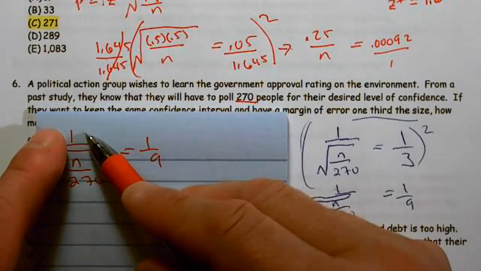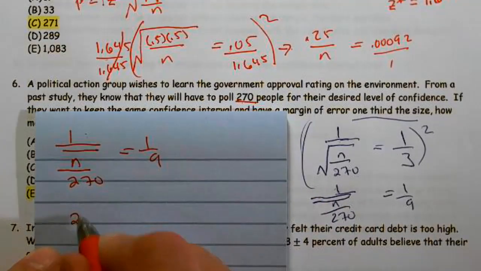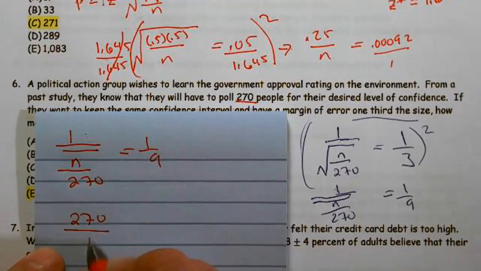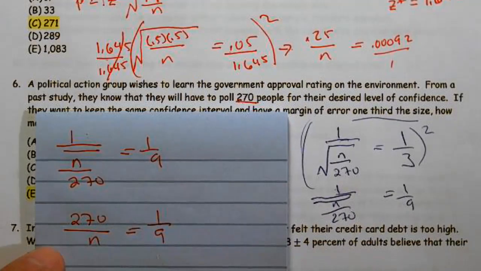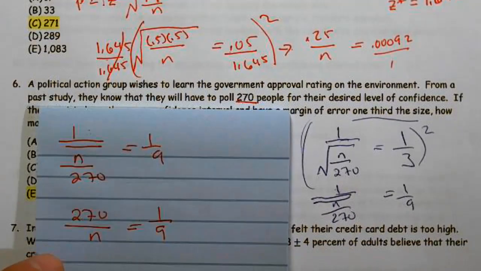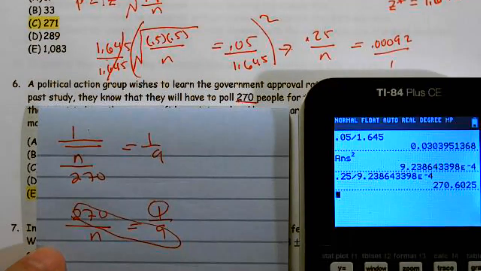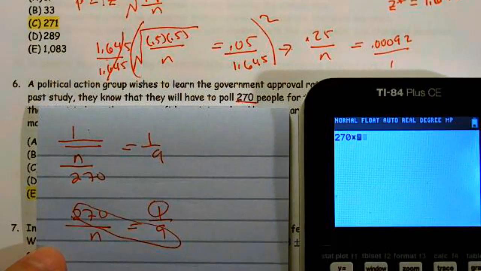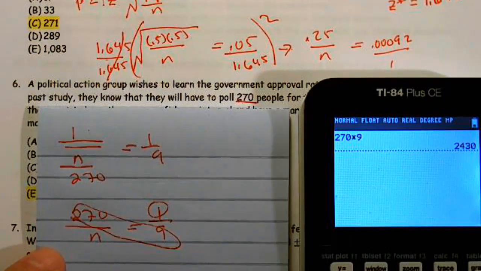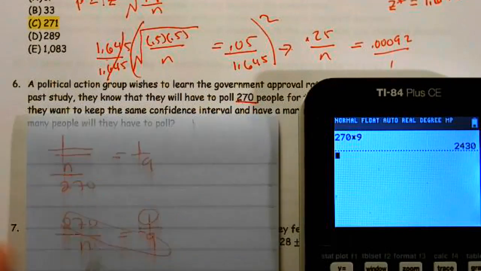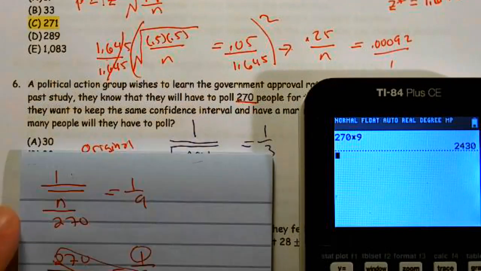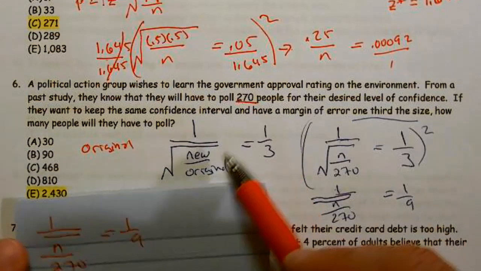So I'm going to flip this, and I'm going to go, well, 270 over N equals 1/9. So that simplified that fraction up a little bit. And I can multiply the diagonal, so 2 and divide by the third number. So I'm multiplying these two, dividing by 1. So if I go 270 times 9, I end up getting 2,430. And that, in fact, is my answer. All right. So basically 1 over new over the original.